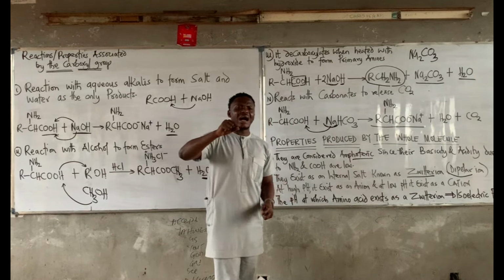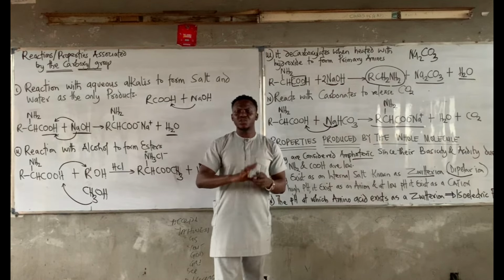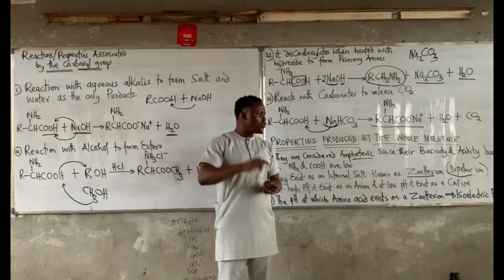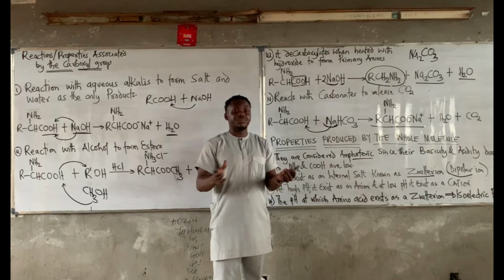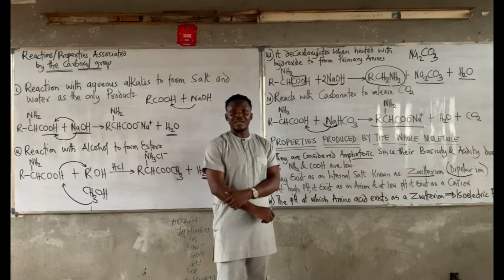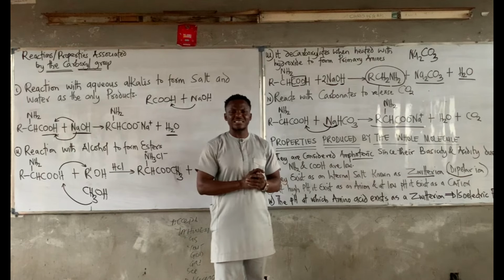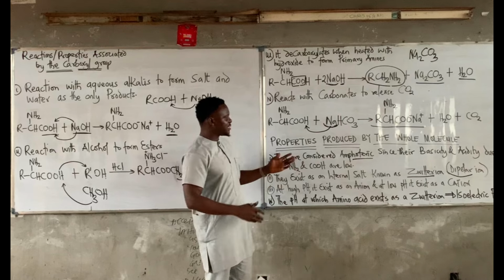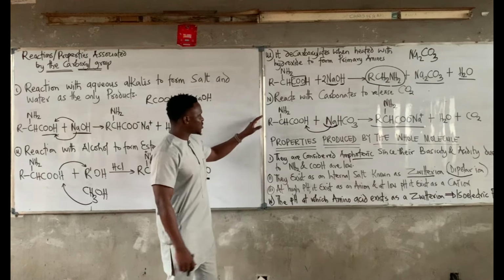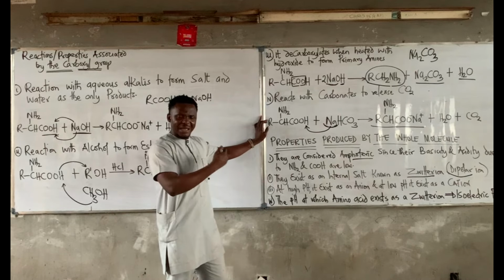And each amino acid has a distinctive isoelectric point, and that is why we use isoelectric point to separate different amino acids. If I actually want to separate amino acids, I'm just going to use the isoelectric point because no two amino acids can have the same isoelectric point. And with this now, we've actually concluded the topic of reactions of amino acids.